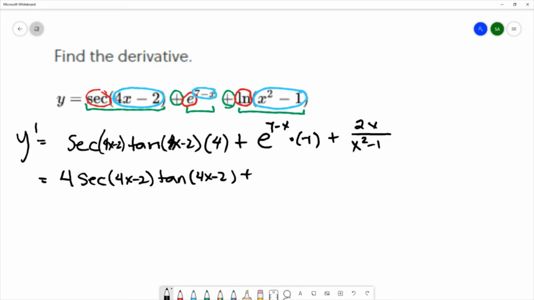So we've got here a change to minus instead of plus. And I'm just carrying that last term down. So we have the derivative of y is 4 secant 4x minus 2 tangent of 4x minus 2 minus e to the 7 minus x plus 2x over x squared minus 1.